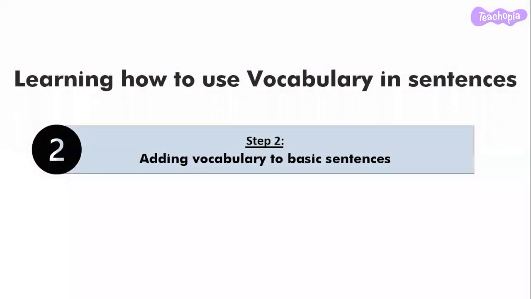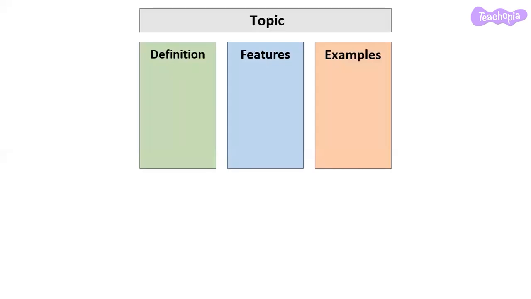Now let's look at step 2, adding vocabulary to basic sentences. We have already learned about the basic vocabulary set. That is for any topic. We have 3 categories: a definition, features, and examples. The words, phrases or sentences that go under each of these categories for any topic create the vocabulary set for that topic.